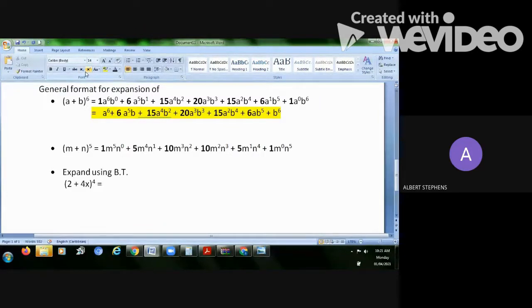All right. So you're going to have 2 raised to what power? 4, not true? Yes, sir. And then now you're going to have 4x raised to what power? 0. Plus, you guys want to finish it? Finish it from here. Okay, sir.